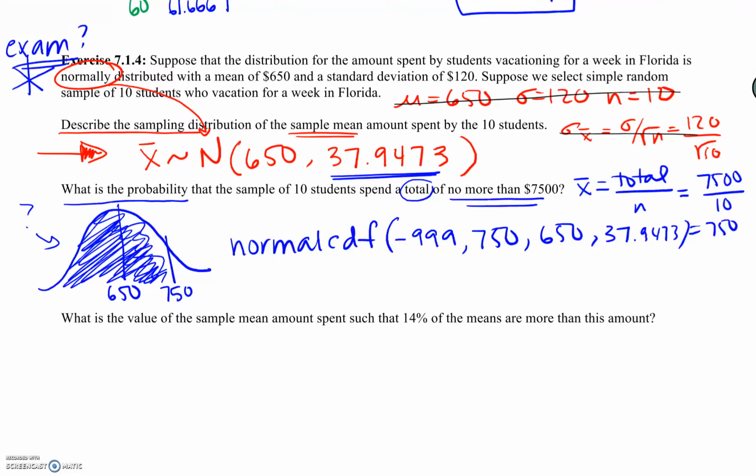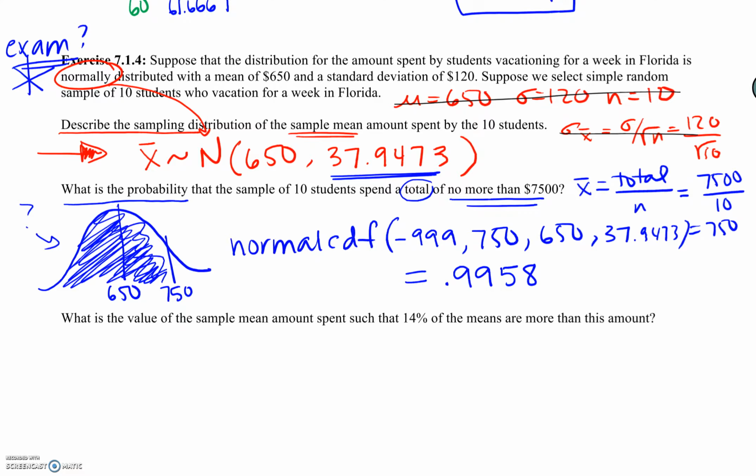So 5, 10, 9, 750, 650, and 37. Okay, provided I didn't type anything in here wrong. Looks like 99.58% chance that they spend a total of no more than $7,500.